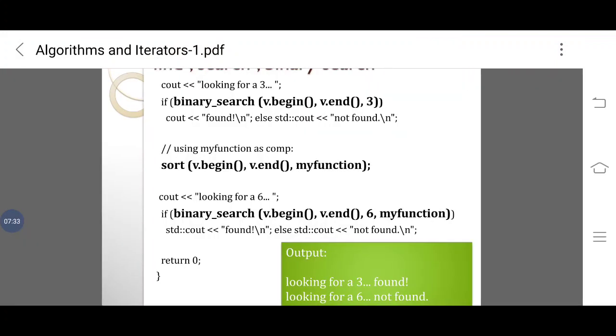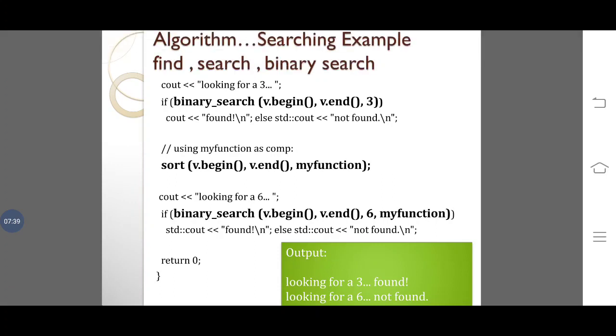Then I am using binary search. Suppose I want to find 3 again, but using binary search. I will write binary_search(v.begin(), v.end(), 3), which means inside my vector, from beginning to end position, I want to find element 3 and whether it is available or not. If it is found, it will display that the element it is looking for, 3, has been found. If it is not there, it will give not found.